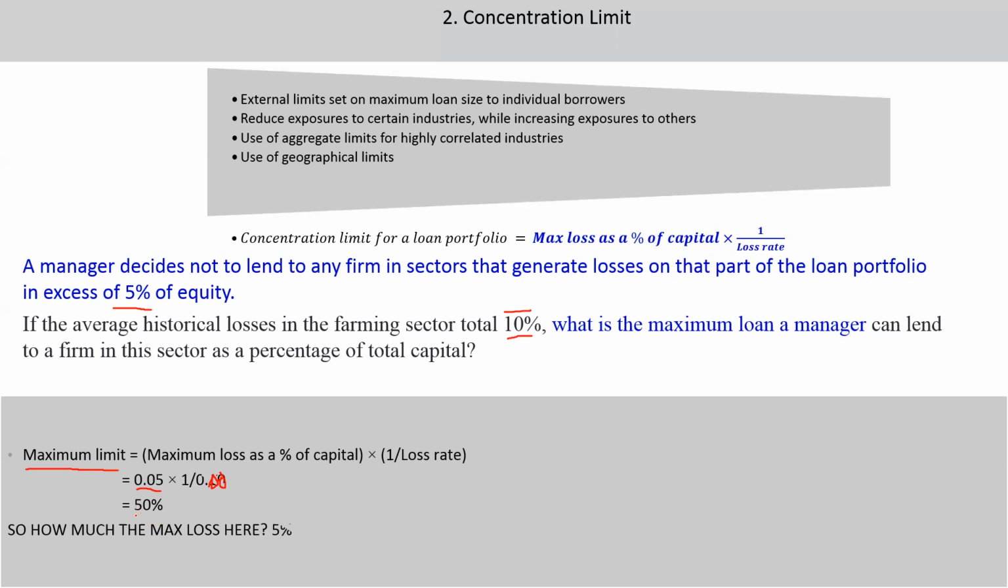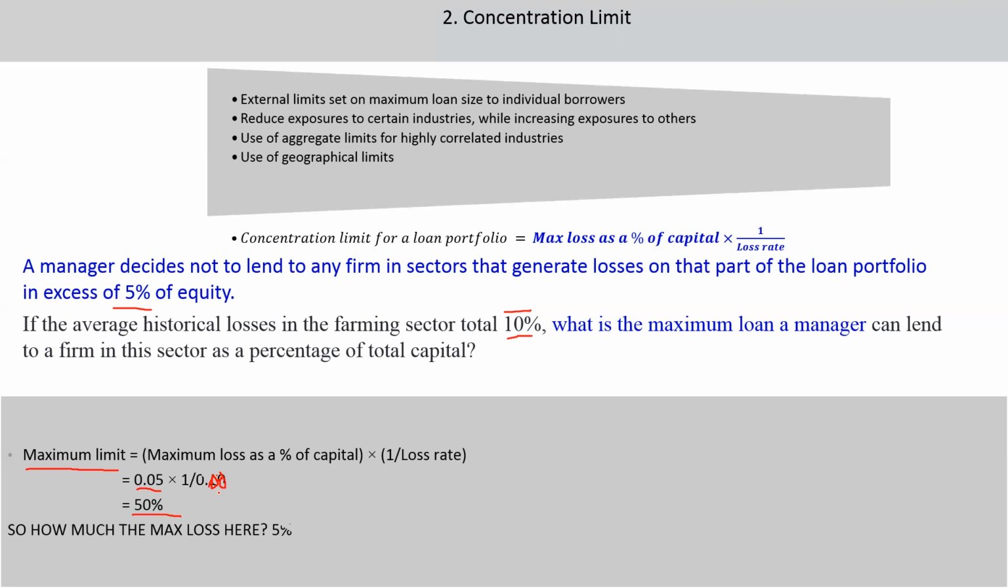And in this case, you will find that you should invest only 50% of your capital in that industry. If the maximum loss you can accept from your capital is 5%, and the loss rate of this industry is 10%, then the maximum you can invest in that is what equals 50% of your capital, and you cannot accept more loans. So they will give loans until you reach 50%.